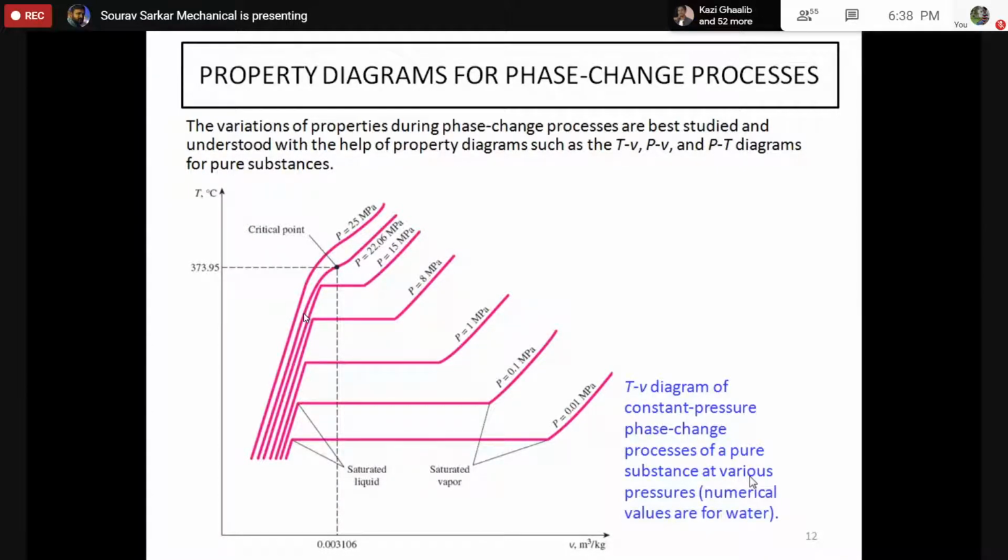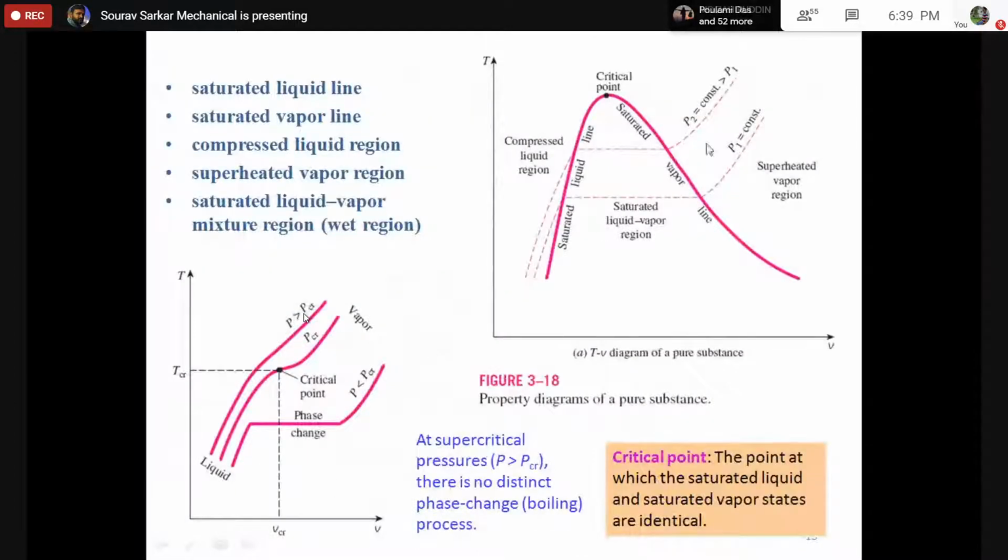Yes, sir. Okay, so do you remember this diagram from the previous class? Where we connected those saturated liquid points and the saturated vapor points and finally obtained this saturation dome. The left side of the saturation dome is the compressed liquid and the right side is the superheated vapor region, and in between it is the saturated liquid-vapor region. So what kind of diagram is this? TV diagram, is it right? So it is the TV diagram.